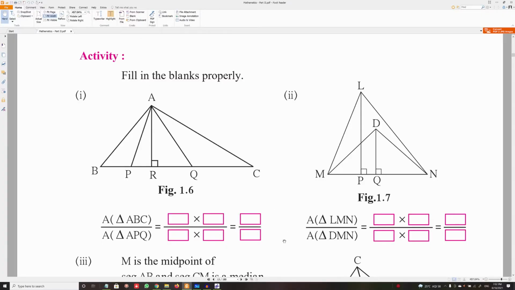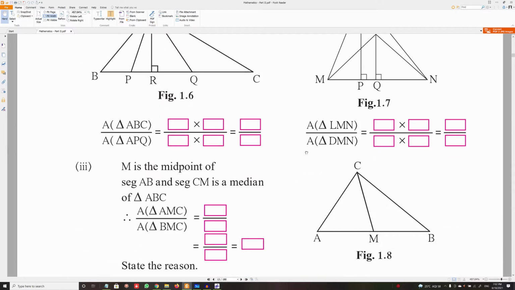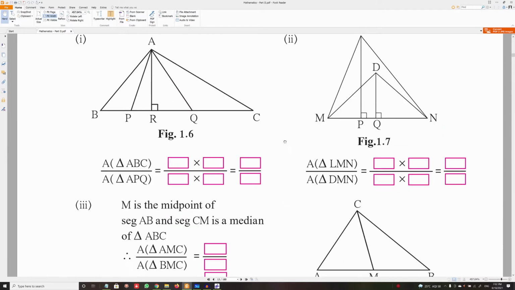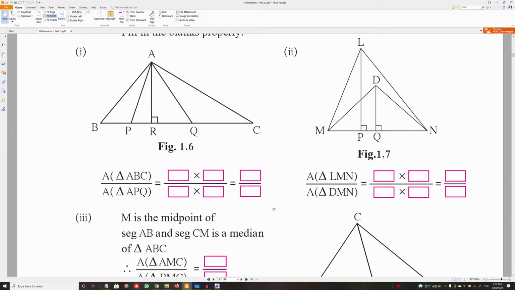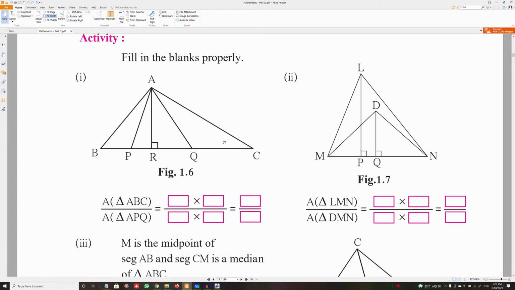यहाँ पर है ये activity. This is the first activity of the textbook. Total 3 problems है. I will try to show you how I have solved all the 3 problems. So let's talk about the first problem.